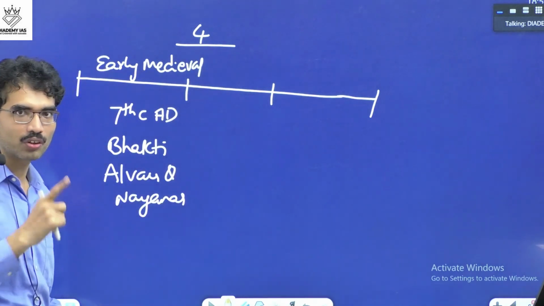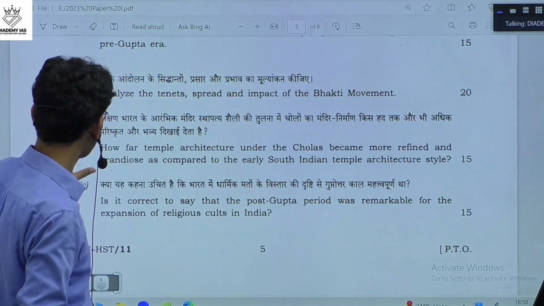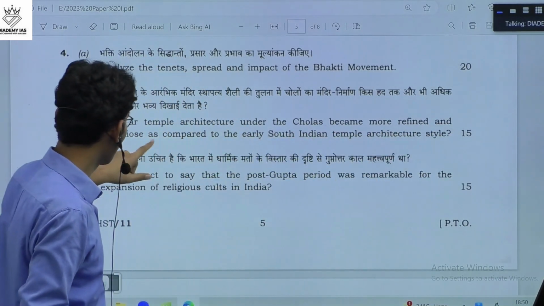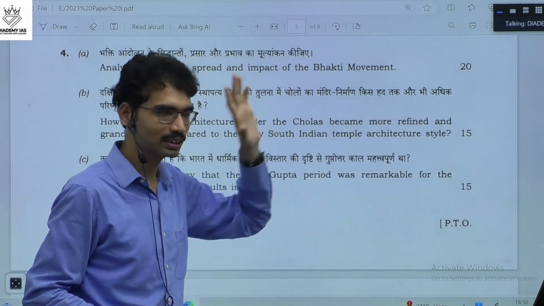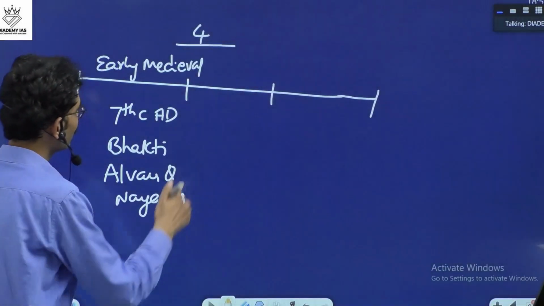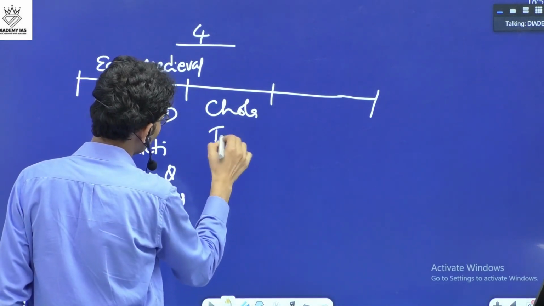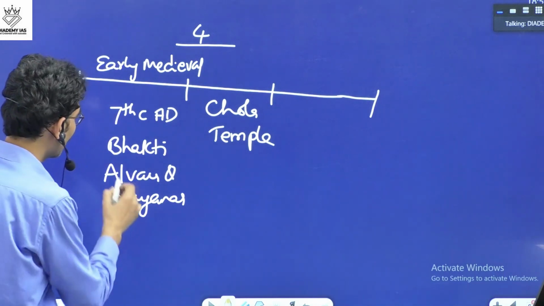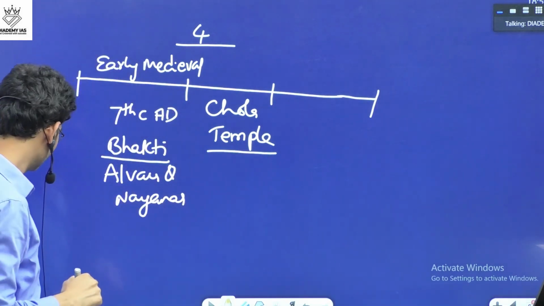There is one question. Now you see, early medieval also is coming. You cannot escape. How far did temple architecture under Chola become more refined and grandiose as compared to the early South Indian temple architecture styles? So, again talking about early medieval Chola temple architecture. You observe this: Bhakti, temple, art and culture related.